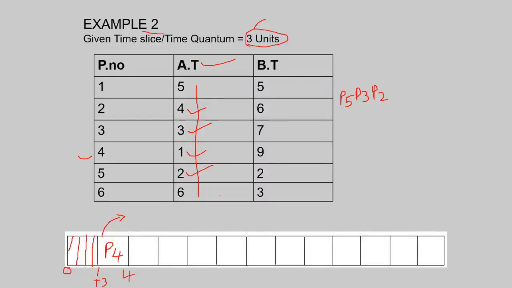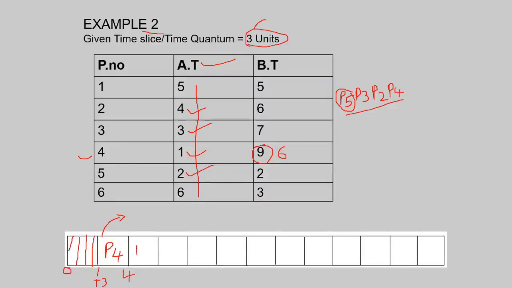Now, process P4 has a burst time of 9. It has executed 3 units, so still 6 units remain. So take the CPU from process P4 and send it to the queue. P4 will be put into the queue now. Now from the list, select the first process, first come first serve.